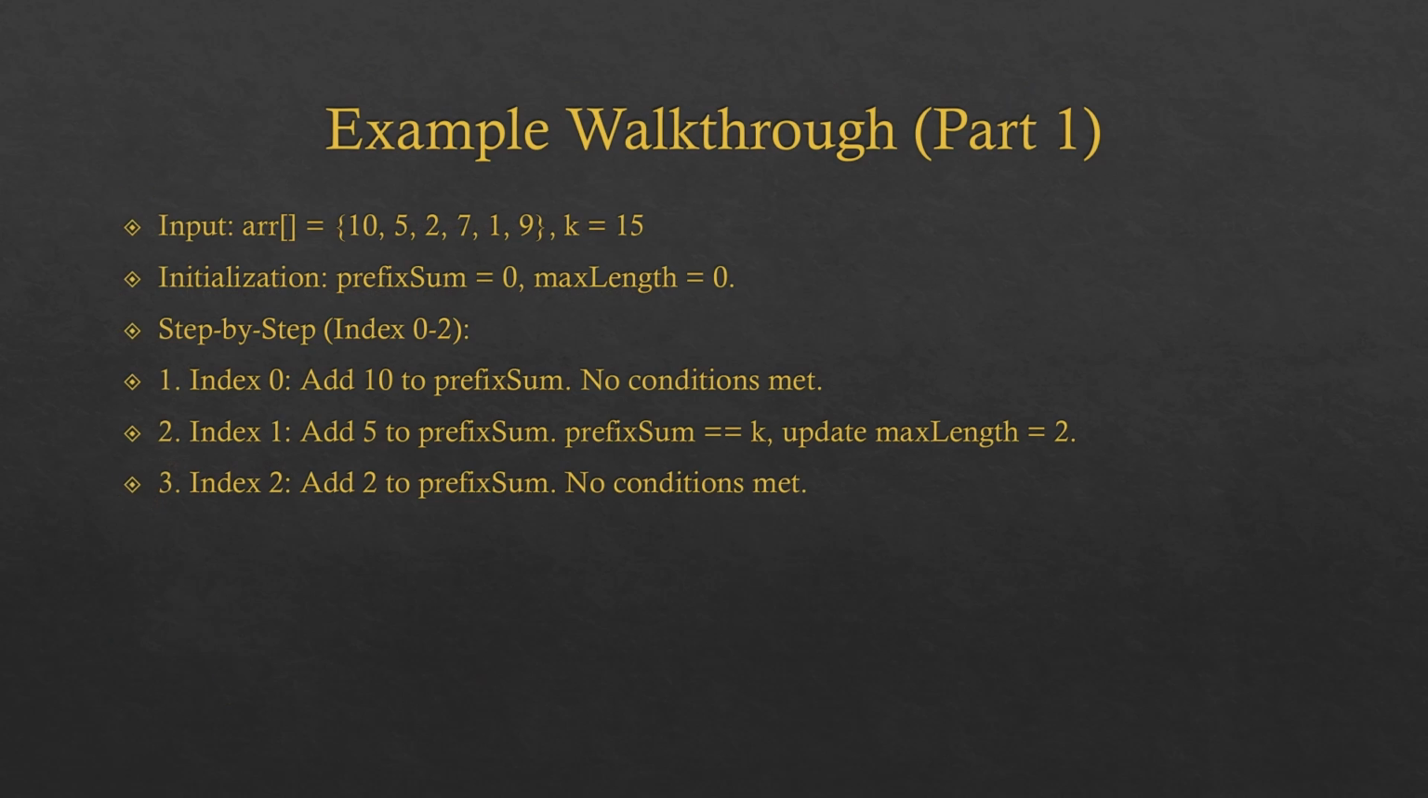Let's walk through an example to understand how the algorithm works. Given the array with elements 10, 5, 2, 7, 1 and 9 and the value of k as 15, we start by initializing the prefix sum and max length. As we traverse the array, we update the prefix sum and check for conditions.